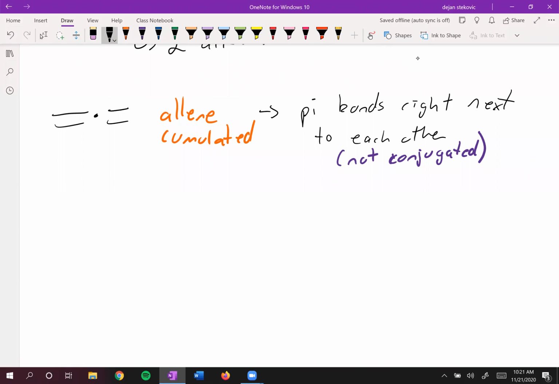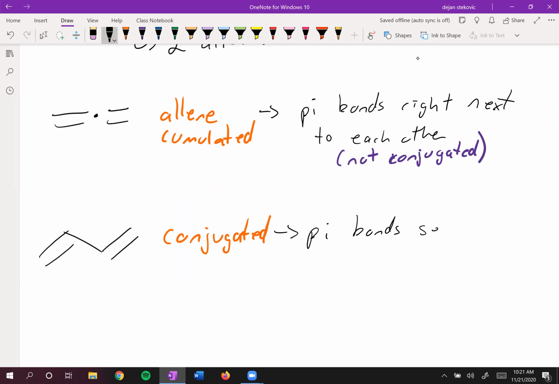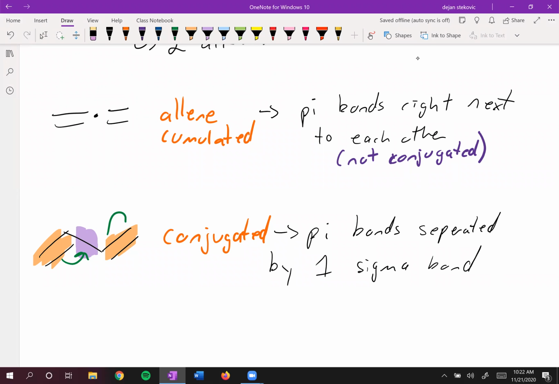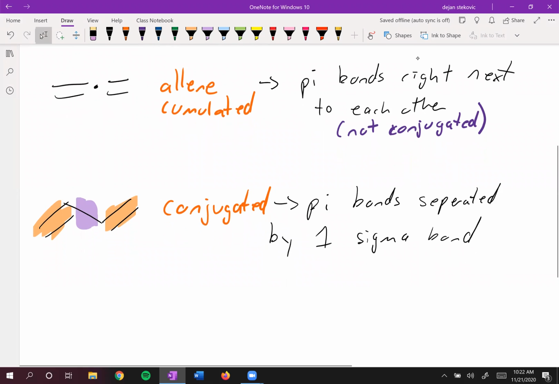Next up, we have conjugated. A conjugated diene, like 1,3-butadiene. And so here we have pi bonds separated by one sigma bond. Right, so we've got our two pi bonds here, and in between is a sigma bond. And you can imagine drawing resonance structures here. Drawing resonance structures is a big sign that something is conjugated.